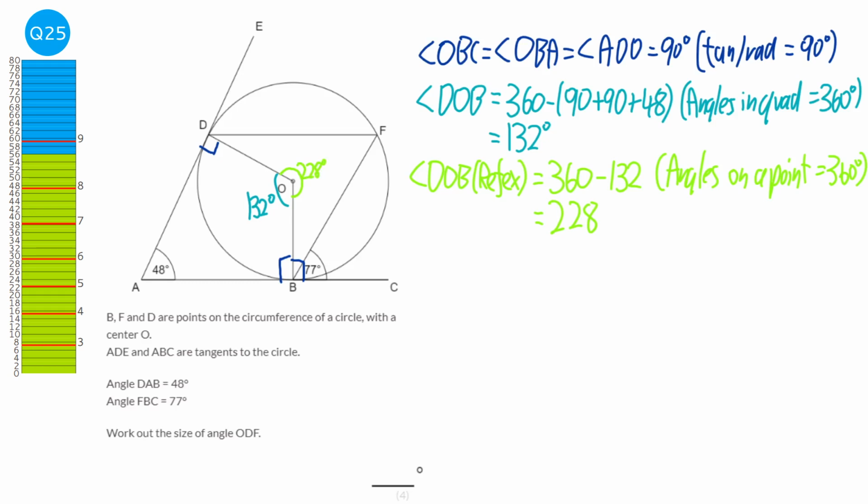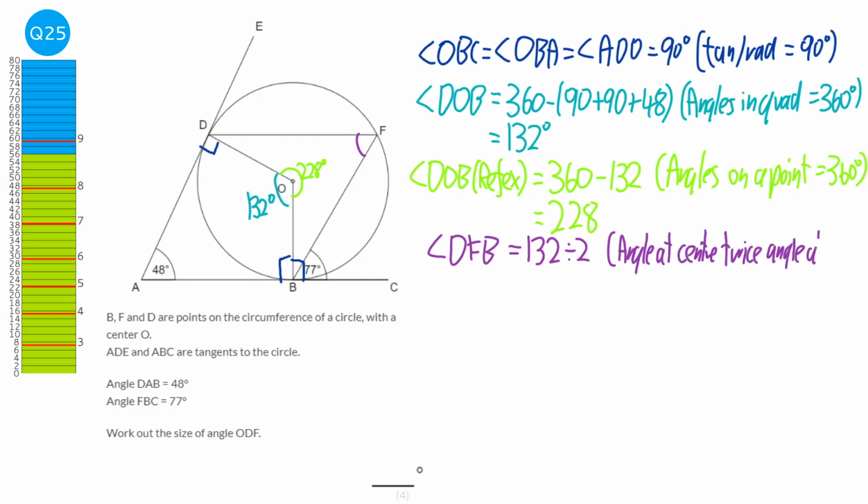Now we can also use the circle theorem to work out this one, because we've got an angle at the centre and an angle at the circumference. And the angle at the centre is twice the angle at the circumference. So angle DFB is going to be 132 divided by 2. Angle at centre twice angle at circumference. Okay, so when we halve that, 132, that's 66 degrees. We should really put degrees on these.